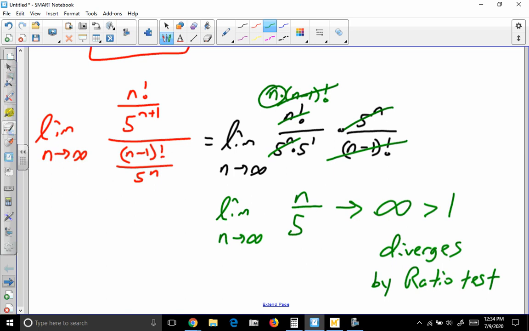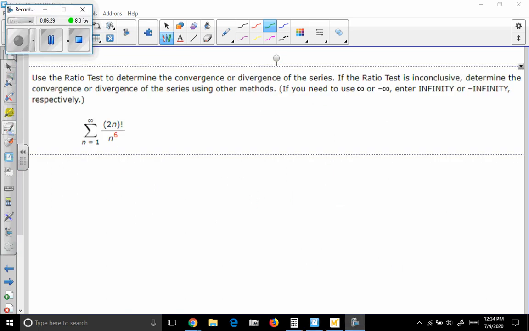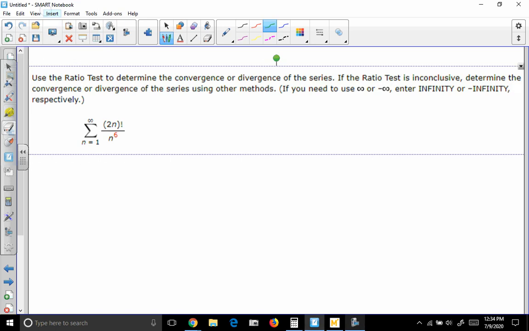All right, let's take a look at another one. This one is another good one to use a ratio test with because it's not an alternating series, it's not geometric, it's not a p-series, it's not telescoping, and some of the comparison tests would be challenging to use here, perhaps. So our a sub n is 2n factorial over n to the 6th.